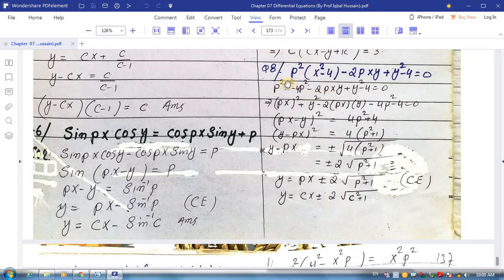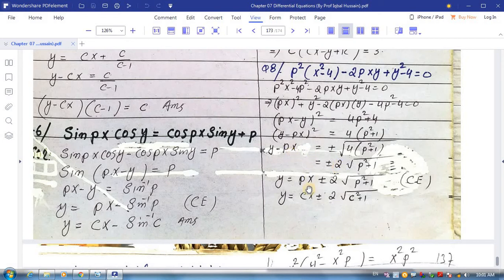Writing this term here, writing y square here, writing this term here. Here we see minus twice, first term into second term, and similarly writing this term here and minus 4 here. So these three terms are px minus y whole square is equal to this one. Taking 4 common, now taking square root, we get y minus px is equal to this one. 4 under root is equal to 2.